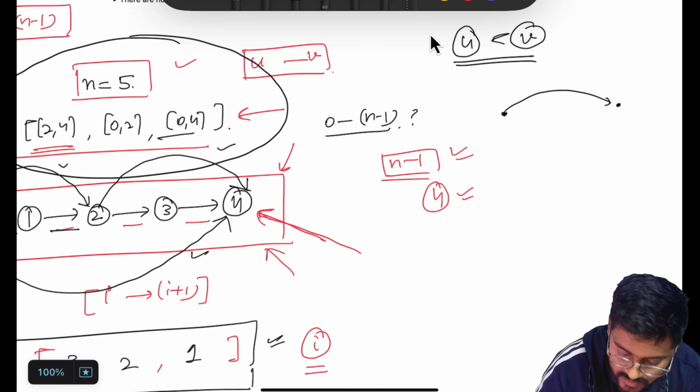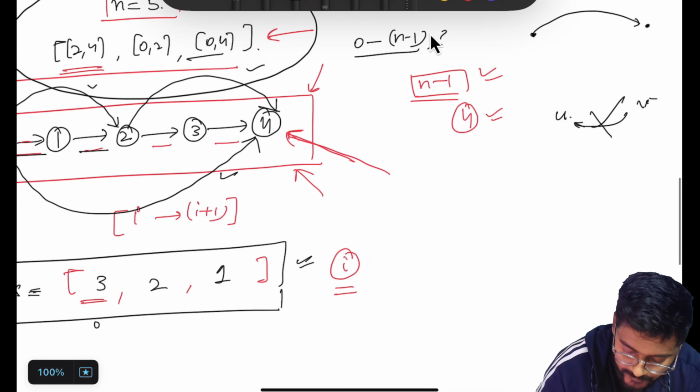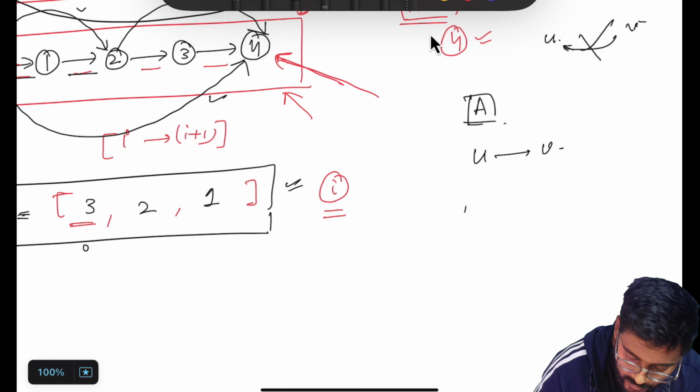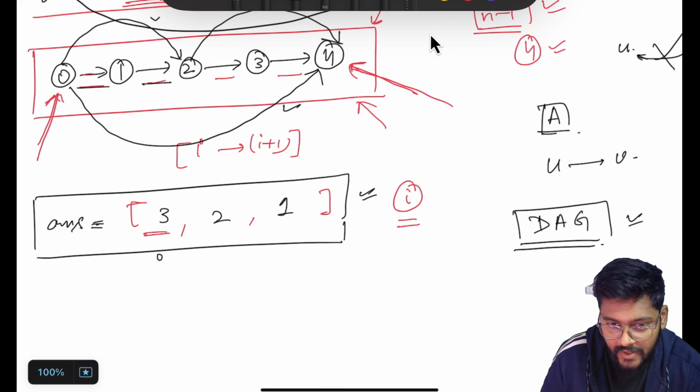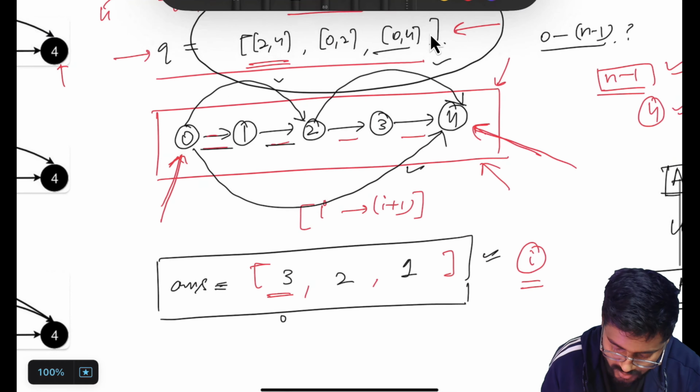Okay, if there is no edge from a bigger city to a smaller city, it means we can directly say that this graph is acyclic, and it is directed as well because every edge goes from U to V, so we are going to call it a directed acyclic graph. We do not need to keep track of any infinite looping or cycle in that graph, so we'll directly jump to our approach.